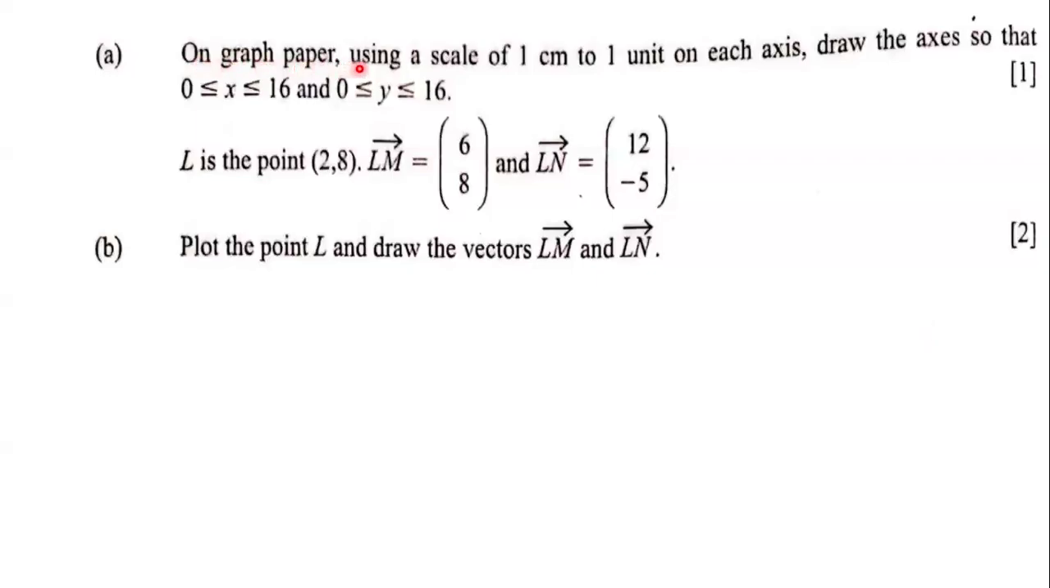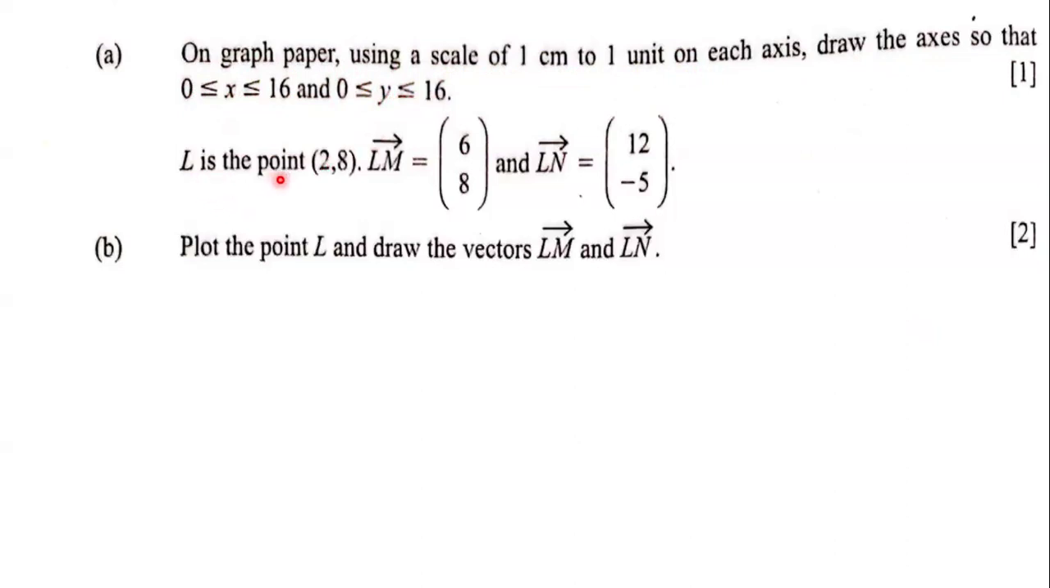On graph paper, using a scale of 1 centimeter to 1 unit on each axis, draw the axes so that x is greater than or equal to 0 and less than or equal to 16, and y is greater than or equal to 0 and less than or equal to 16.